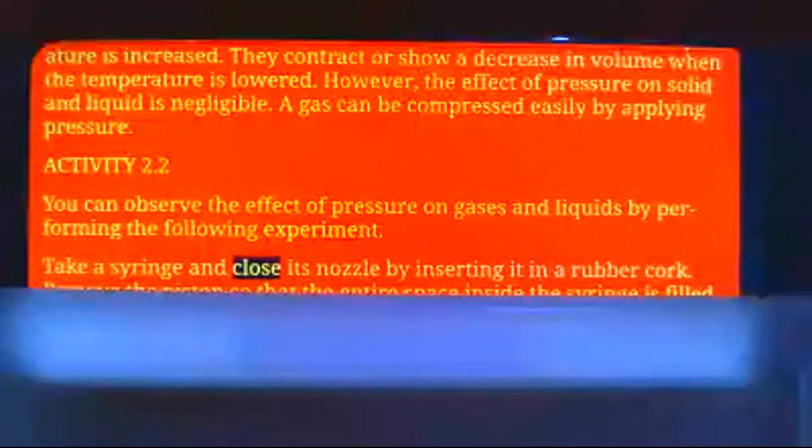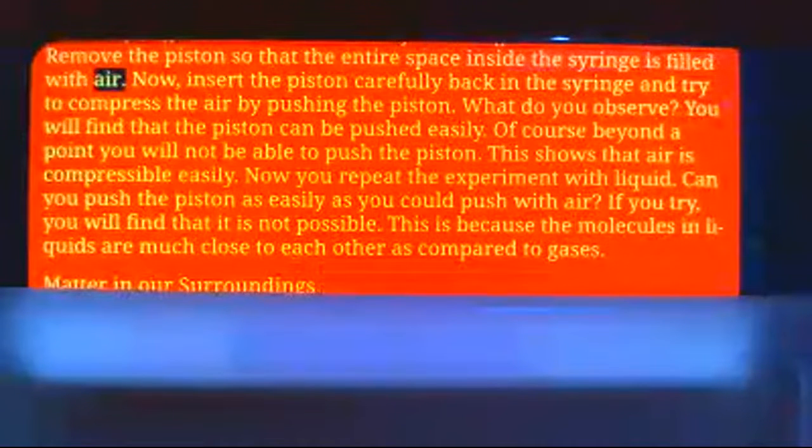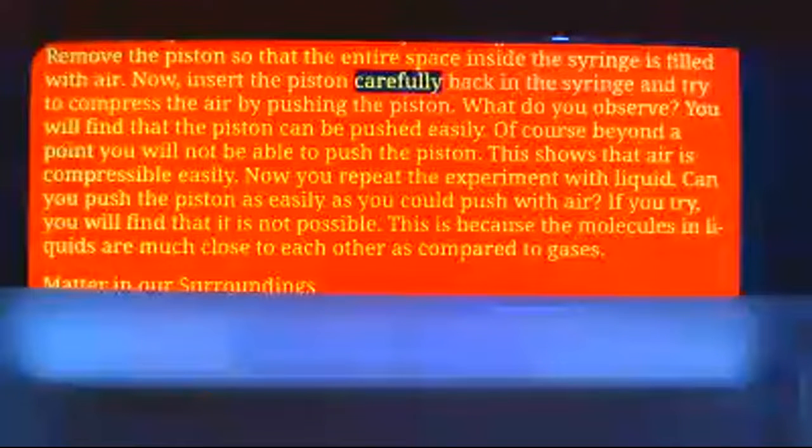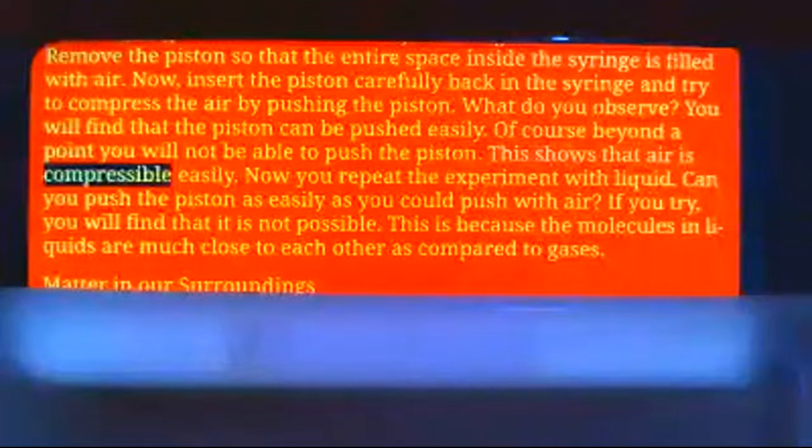Take a syringe and close its nozzle by inserting it in a rubber cork. Remove the piston so that the entire space inside the syringe is filled with air. Now, insert the piston carefully back in the syringe and try to compress the air by pushing the piston. What do you observe? You will find that the piston can be pushed easily. Of course, beyond a point, you will not be able to push the piston. This shows that air is compressible easily.